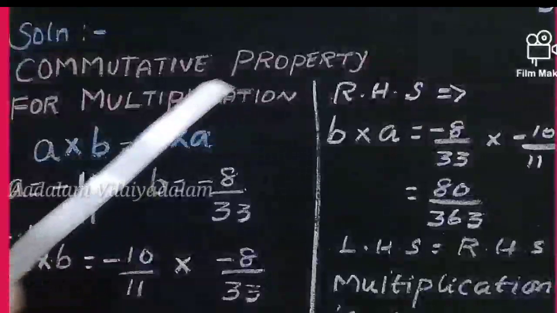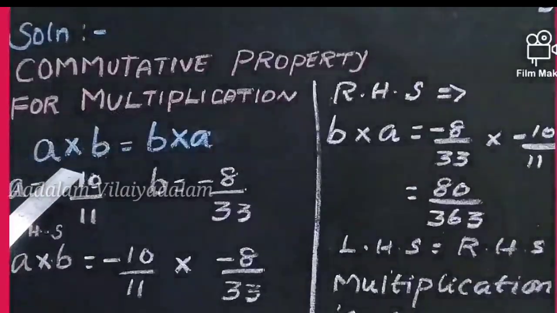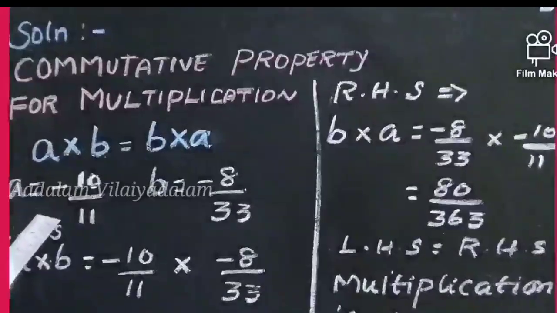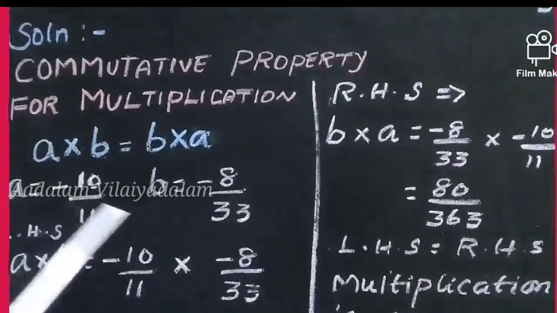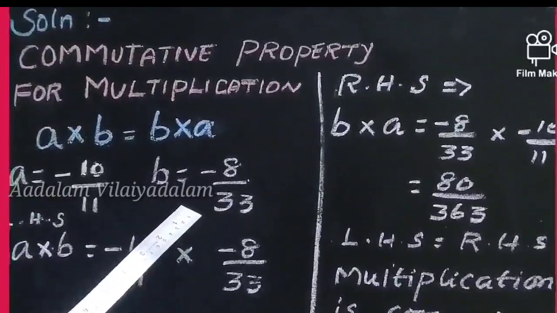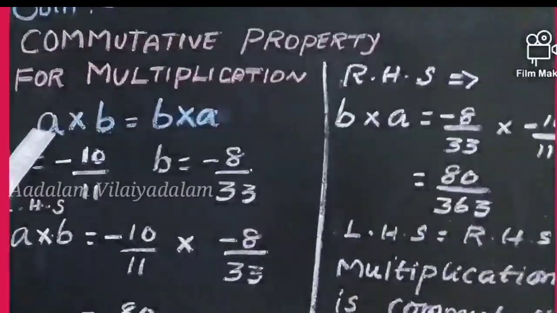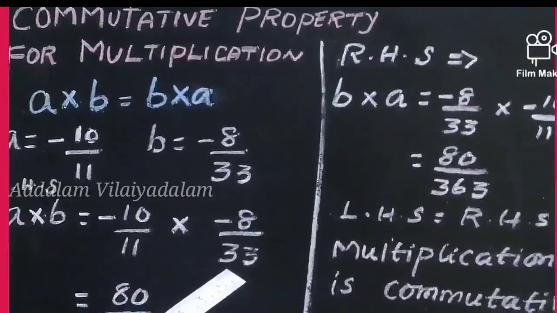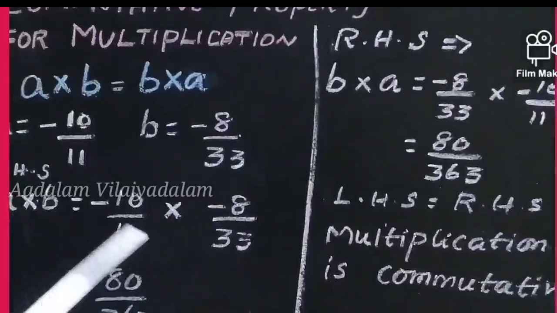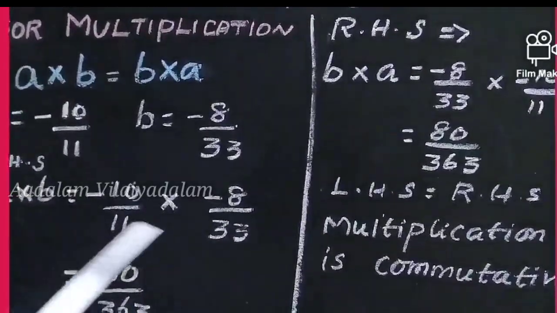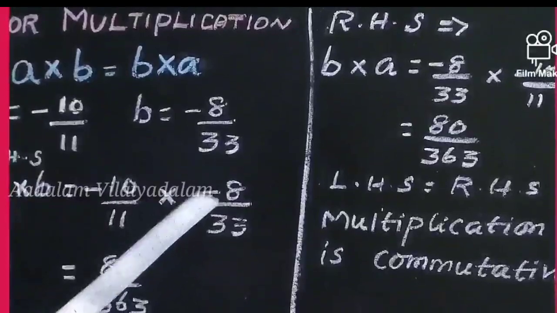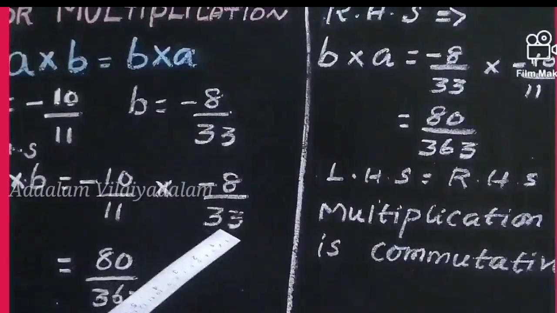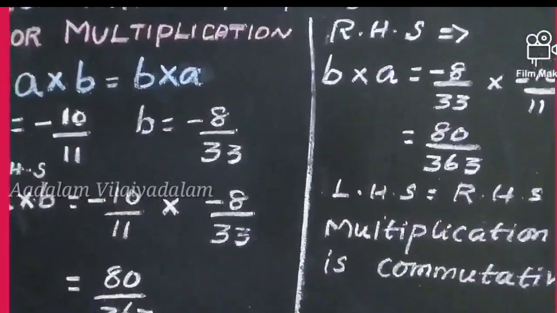So commutative property for multiplication, the formula is A into B is equal to B into A. Here the A value is -10/11, B value is -8/33. First we have to find the LHS value, -10/11 into -8/33. Here cancellation is not possible. We have to multiply the numerators and denominators. Minus into minus is plus, 10 eights are 80. Divided by 11 into 33, the answer is 363.